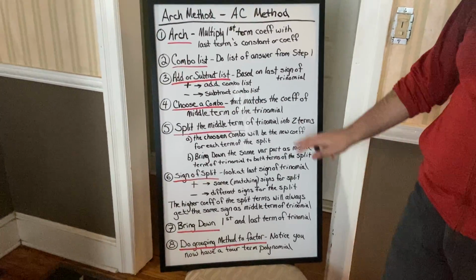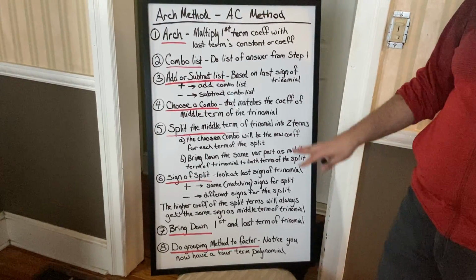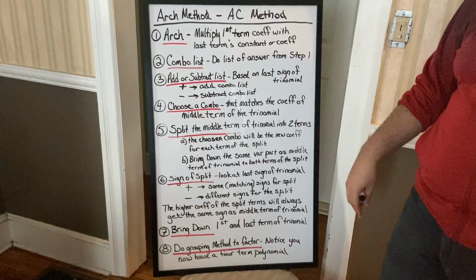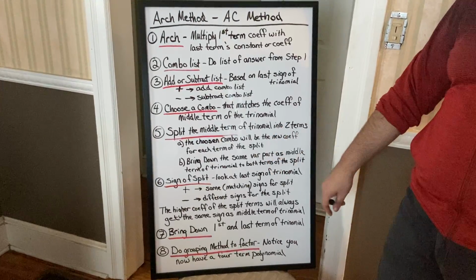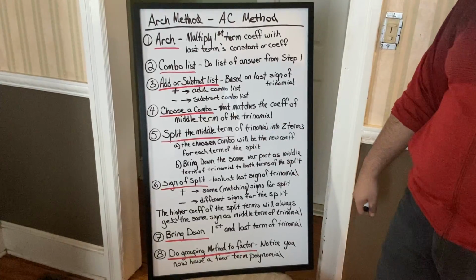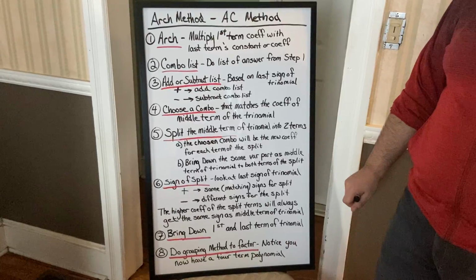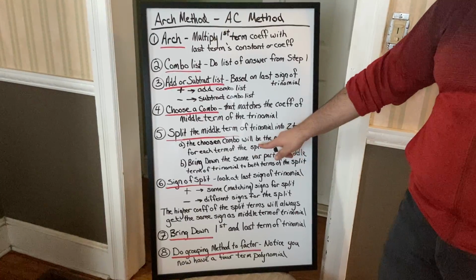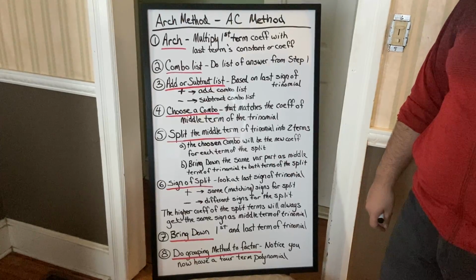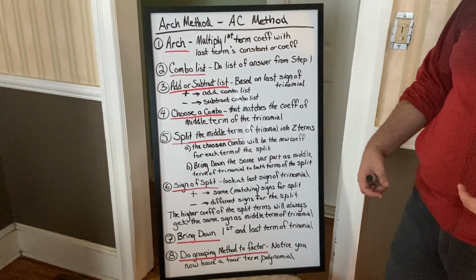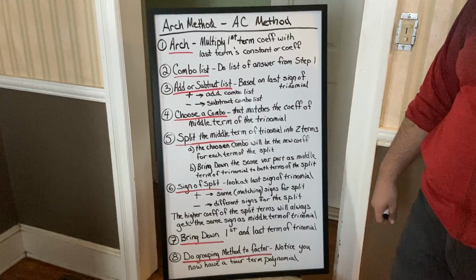Split the middle term of the trinomial into 2 terms. Why am I going to split it into terms? Because I told you that the ARCH method is going to take a 3-term trinomial and make it into 4 terms. And to make it into 4 terms, I have to split the middle term of the trinomial to become 2 terms. Basically, I need 2 coefficients, and that comes from the chosen combo. And I need to have the variable part. So whatever the middle term is, maybe it's x, make sure you bring x down to both of the terms.